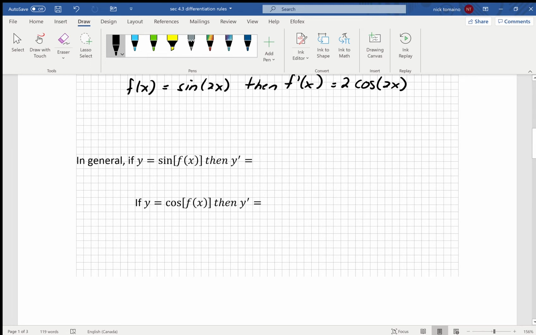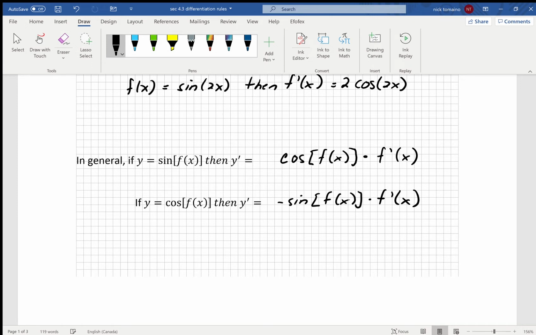So in general, if y is equal to sine of some function of x, in this example it was 2x, then the derivative y prime is going to equal cos f of x times the derivative of f of x, and that's the chain rule. Similarly, if y equals cos f of x, then the derivative is going to be negative sine f of x times f prime of x.